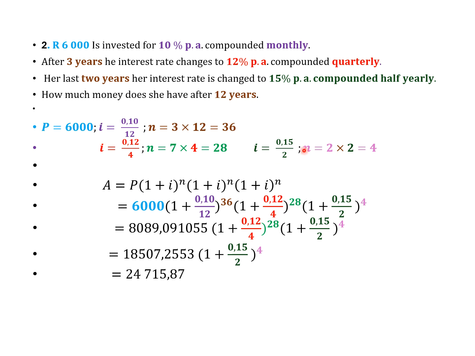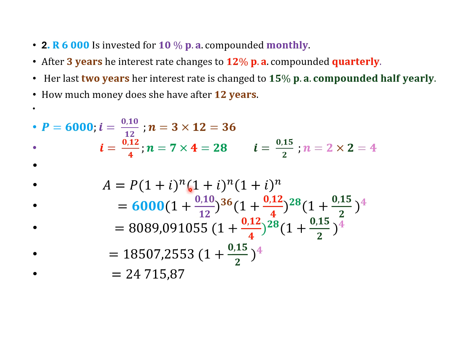So we have 3 interest rate changes. Therefore, my equation reads A equals P(1 + i)^n for my first interest rate change, times (1 + i)^n for my second interest rate change, times (1 + i)^n for my third interest rate change, equals 6,000 times (1 + 0.10/12)^36, times (1 + 0.112/4)^28, and then (1 + 0.15/2)^4.